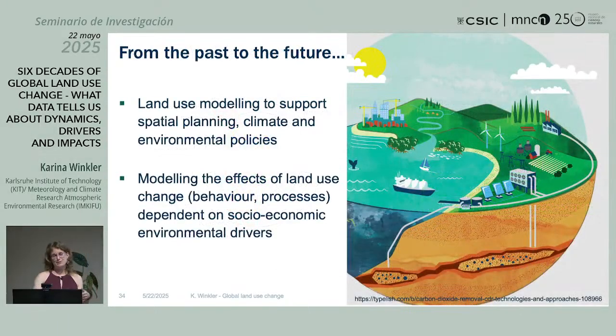And now I want to do a last step of moving from the past a little bit to the future. In our group, we do also a lot of land use modeling, and it's also to support finding some of these solutions. So, of course, the land use modeling starts from a solid basis, so we need to have this understanding of the past and know where we are coming from. But it can support spatial planning and also find targeted climate and environmental policies. And we model the effect of land use change on the society, as well as the environment. And we model the behavior and the processes that involve land use change.